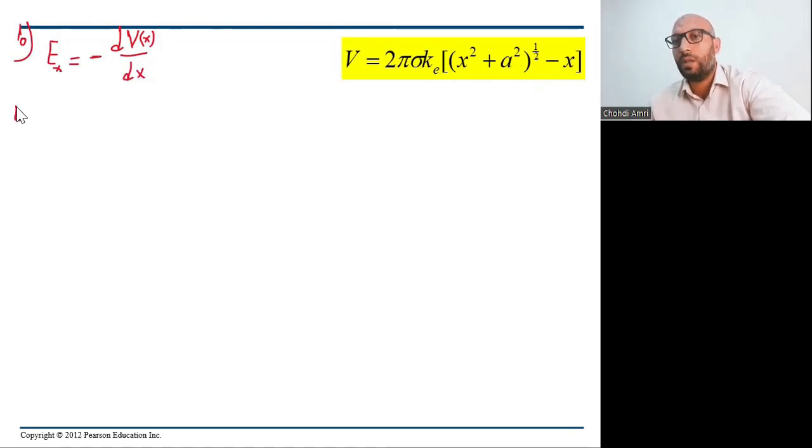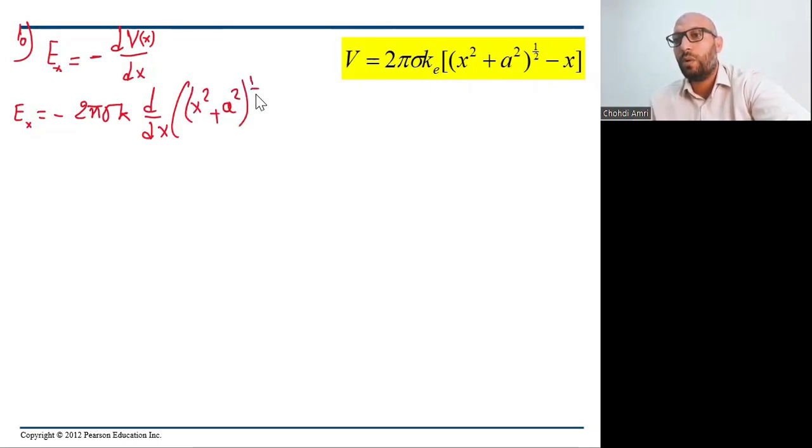To do that, we write Ex equal minus, all the constants will be out of the derivation, minus 2 pi sigma k d over dx of what? Of x squared plus a squared power 1 over 2 minus x. We are done. It will be equal to minus 2 pi sigma k, d over dx of this function.